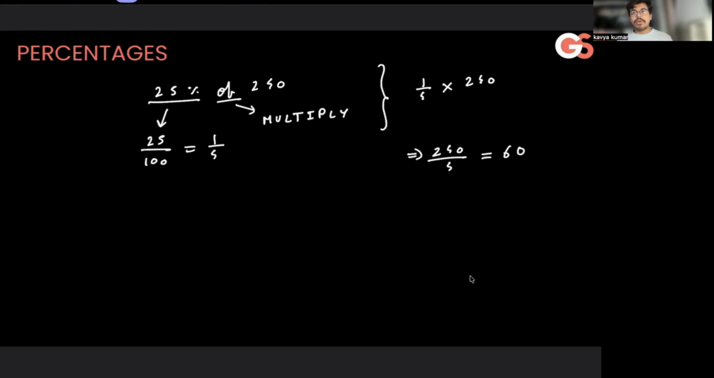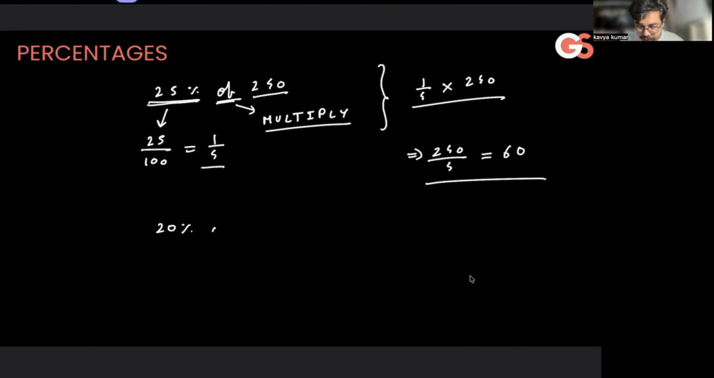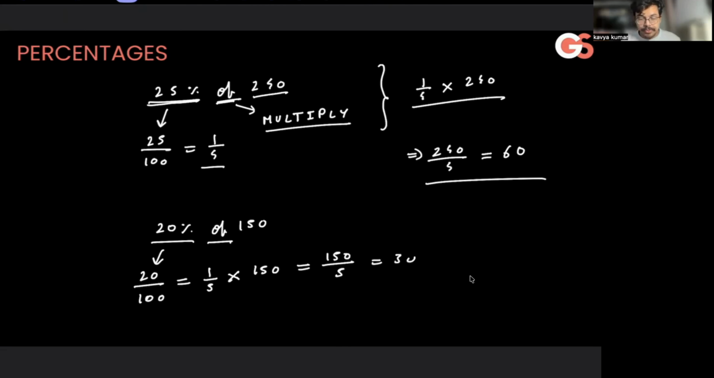Here you don't need any formula. You just have to interpret how to convert the percentage into a fraction, then multiply it by the quantity or value. This is how you can understand it and solve it. Let me take another question: 20% of 150. What is 20%? 20 per 100, which is 1 by 5. Of is multiply, so 1 by 5 into 150, which is 150 by 5. So the value becomes 30.